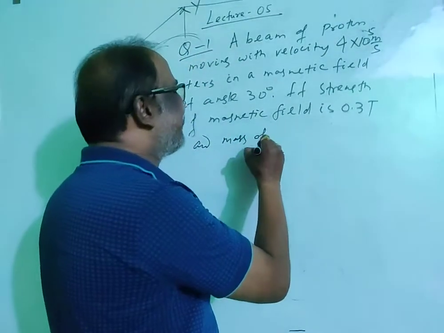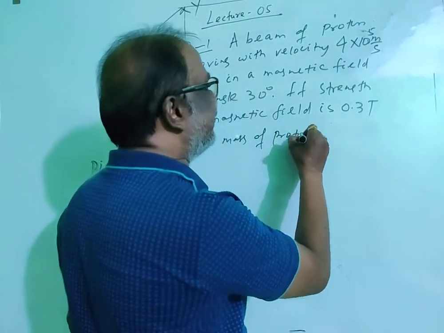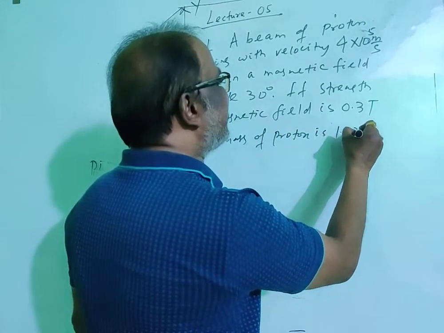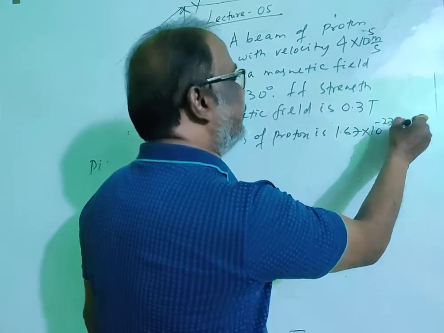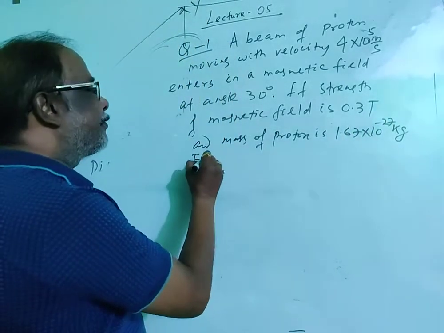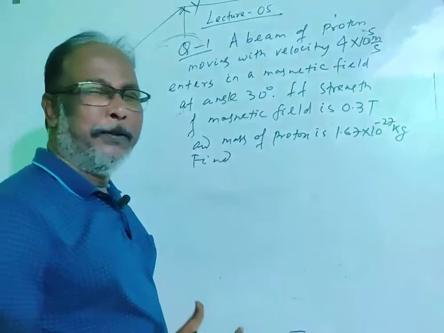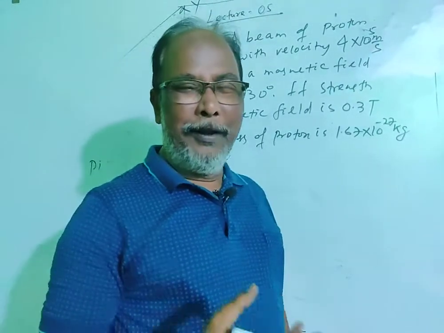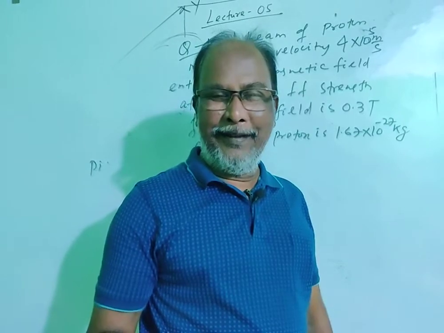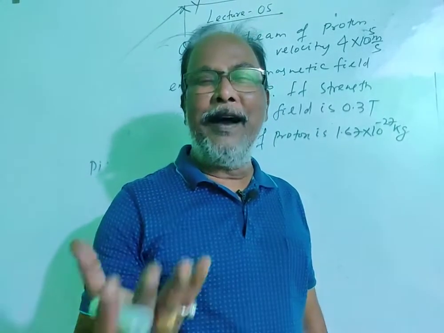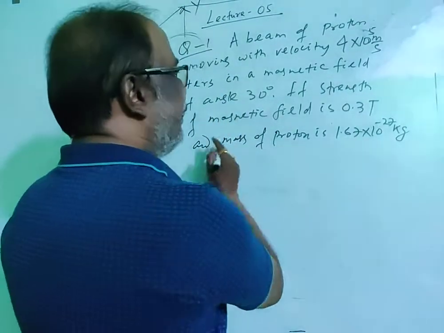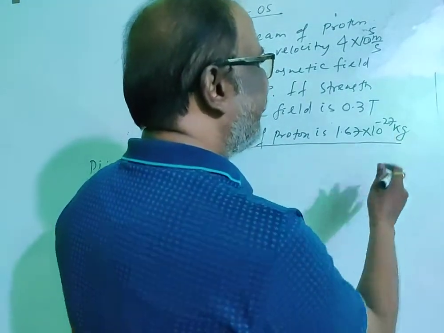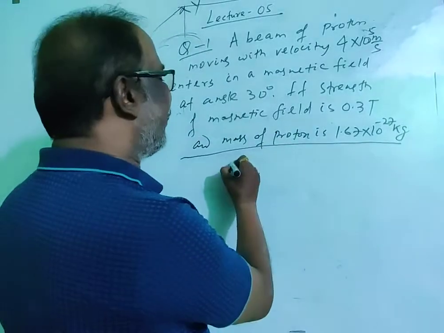you know it, if the mass of a proton is 1.67 into 10 to the power minus 27 kg, we'll find different forms. It may be asked to find time period, it may be asked to find pitch, whatever it may be. This is your question, and we have to find the radius first.